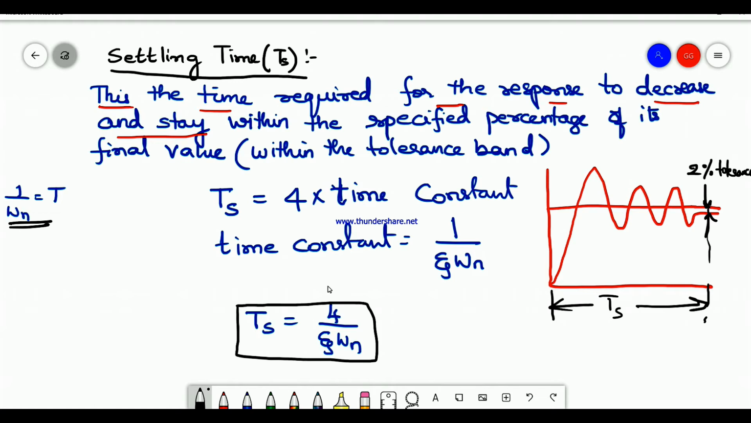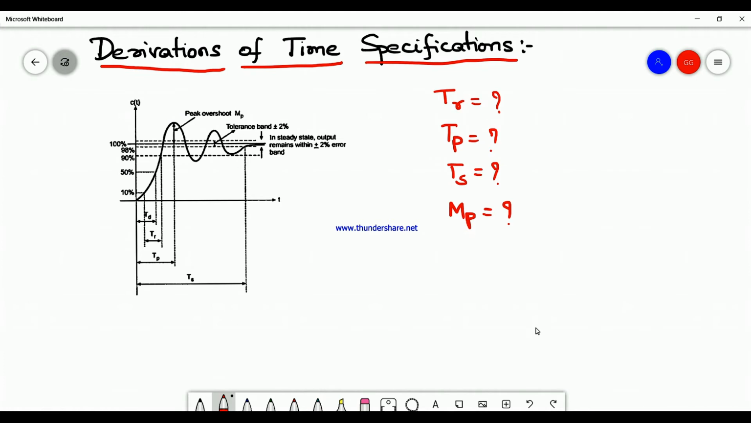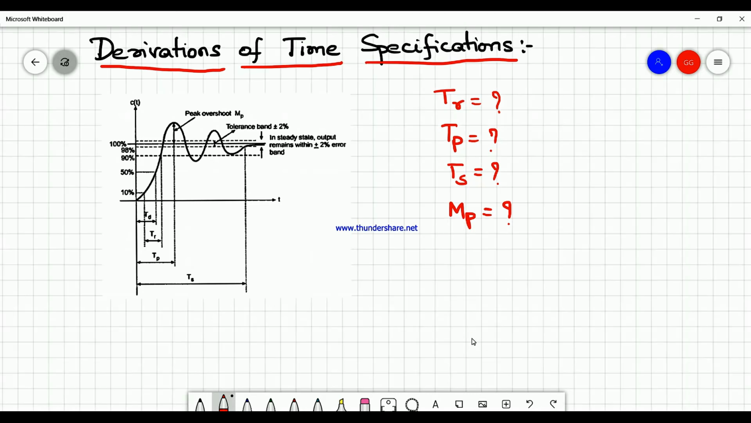Okay, I hope you understood. So you have understood all the definitions of all the different time specifications which we have seen. Now we will try to derive the equations for all these time specifications which we have defined. Let us derive the time specification equations. So let us see what is Tr, what is Tp, what is Ts, and what are the Mp equations that we normally derive. Now let us derive this.